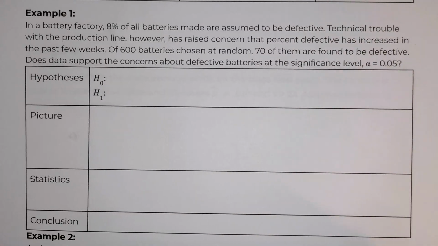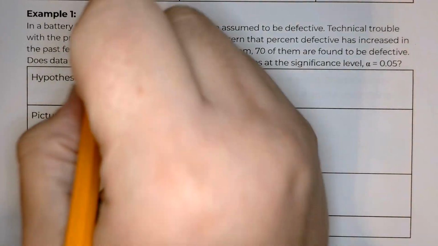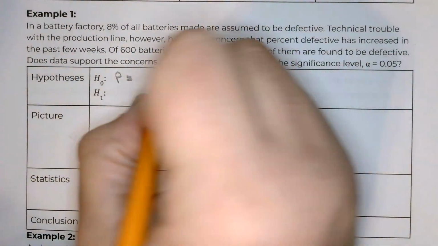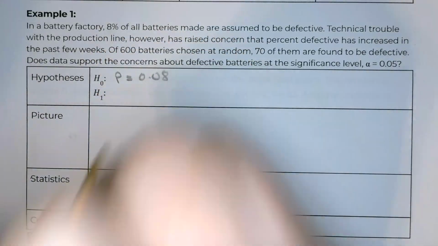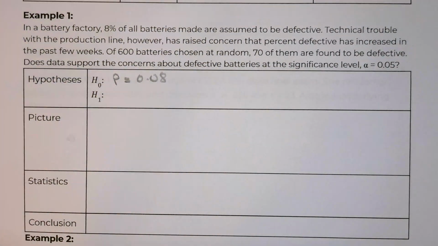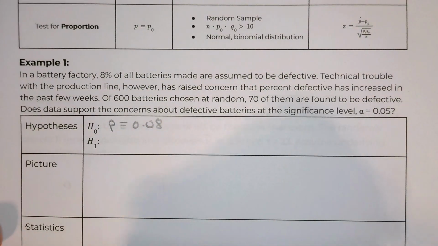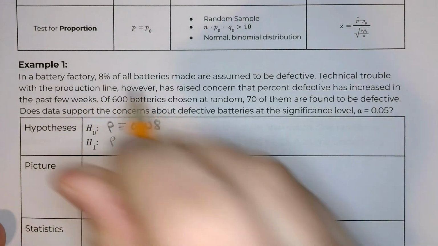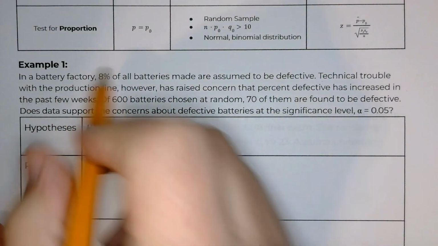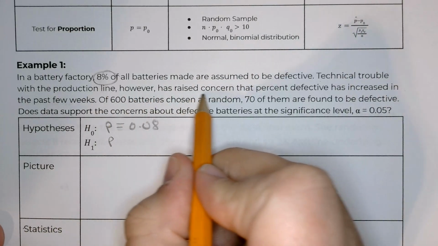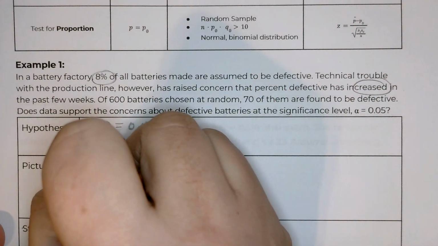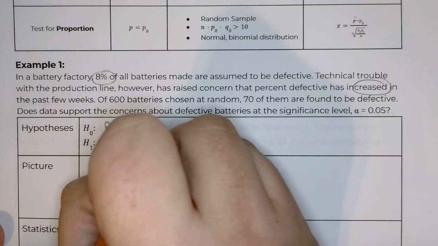The hypothesis that we want to write down is that we think the proportion of defective batteries is equal to 0.08, which means our alternative hypothesis is, okay, there are concerns raised, we think that the percentage has increased, so we're going to say p is greater than 0.08.